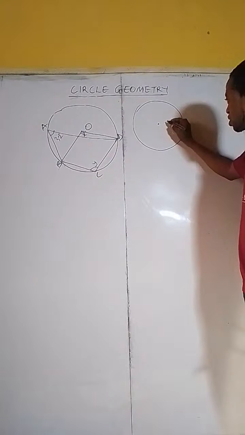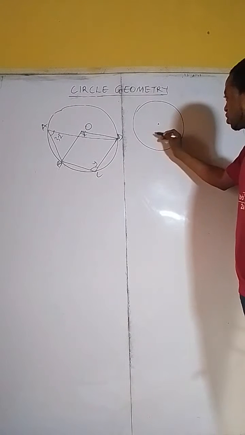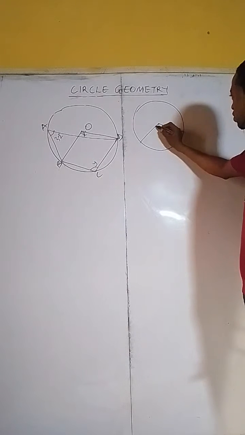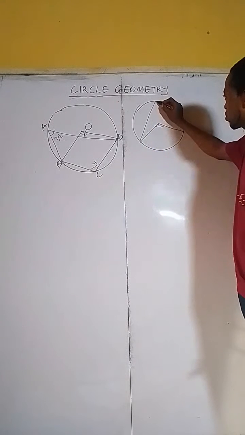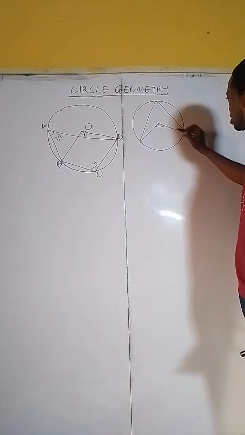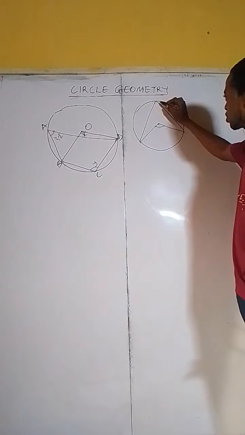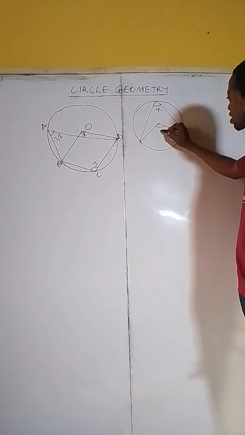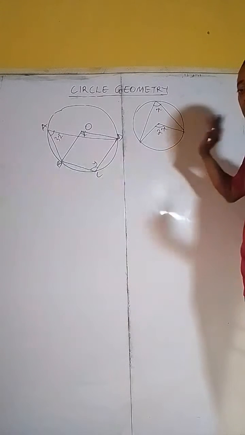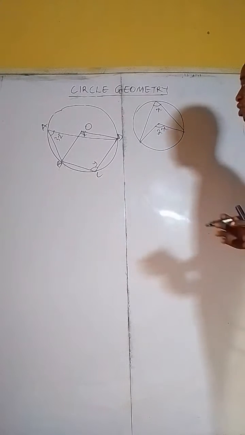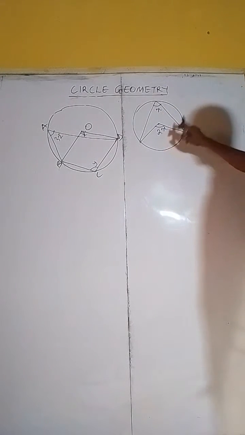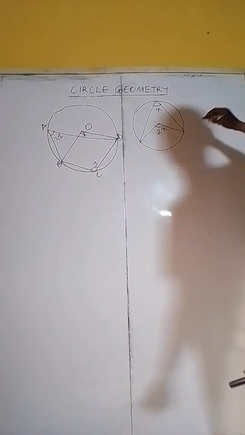So we saw it like this. Now we don't have a chord, so we can use an arc. So we have the angle at the center and we have the angle at the circumference. And we say the angle at the center is twice the angle at the circumference. So if that angle at the circumference is x, the angle at the center is expected to be 2x. That's the theorem that we just proved. That means the angle at the center is twice the angle at the circumference.